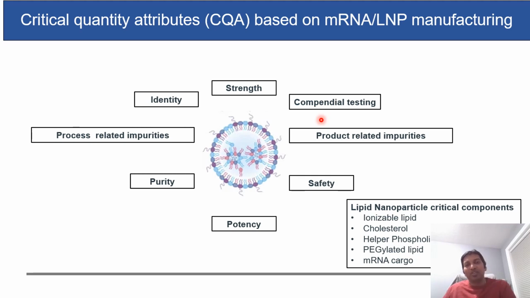So based on this, we can go ahead and individually look at each critical quality attribute, and try to understand what analytical methods are applied for an mRNA therapeutic based on each quality attribute.